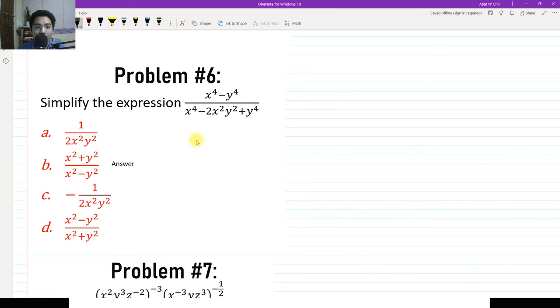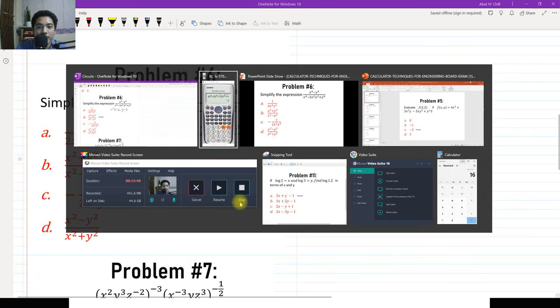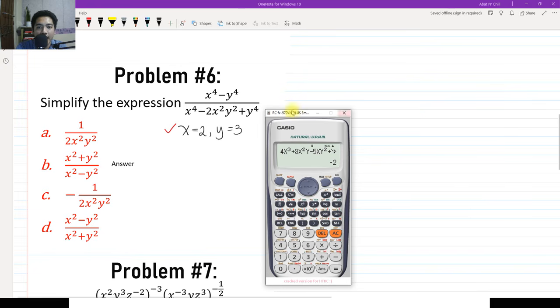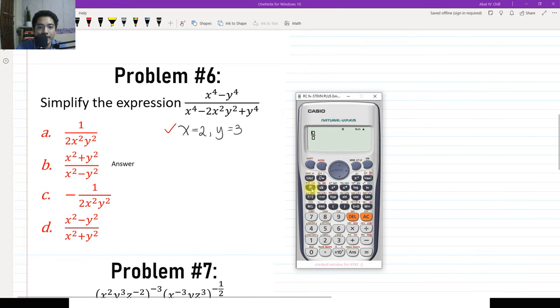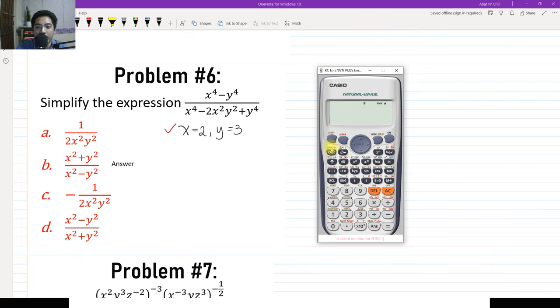If the value upon evaluating here is the same as one of the choices, that is the answer. So let's have a value of x as 2 and y as 3. These are the values that we're going to use all throughout our computation. We need to evaluate that expression by simply inputting it in our calculator.